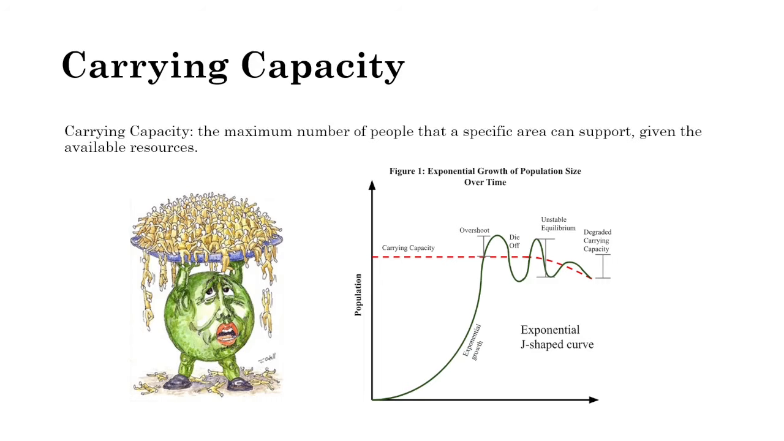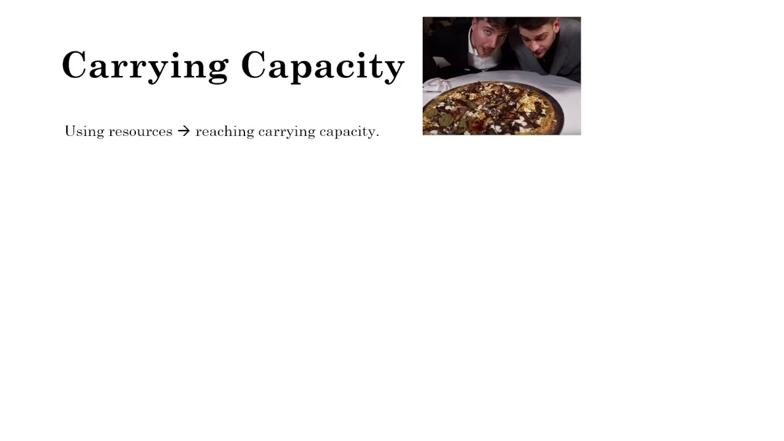So carrying capacity is the maximum number of people that a specific area can support with the resources. So what's the maximum number of people we can feed? What's the maximum number of people we can house? And what's the maximum number of people we can provide drinking water to, essentially? So carrying capacity. If you use resources, you are getting closer to reaching carrying capacity. If you're using less resources, you're going further away from carrying capacity.